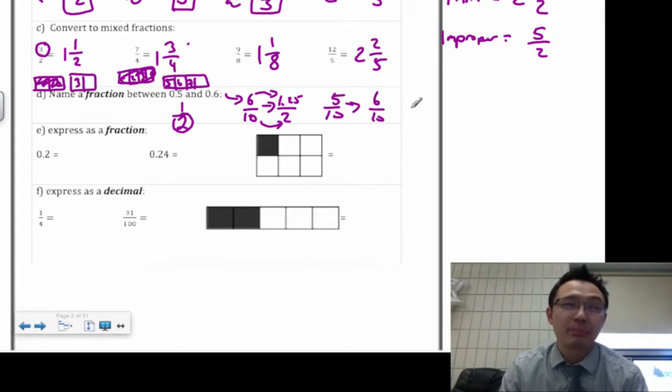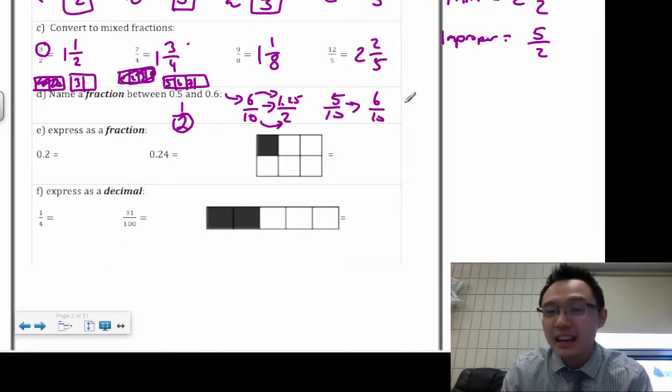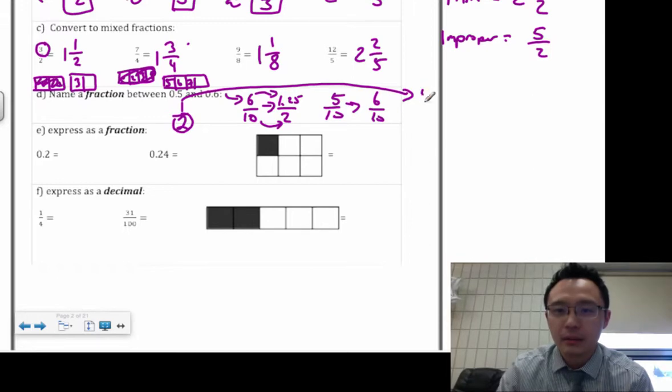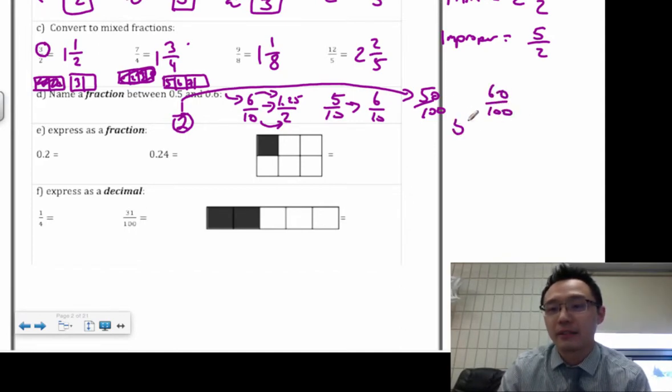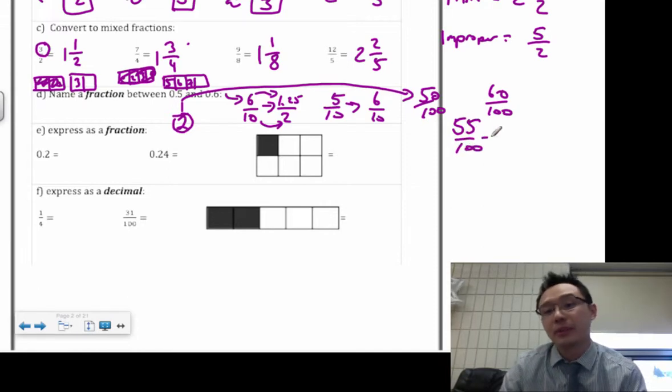So 5.5 out of 10. But we can't really have decimal places. What number can we choose? How about we choose a bigger number? 50 out of 100 is 0.5. 60 out of 100 is 0.6. So in between here, I can have 55 out of 100, and we can always reduce this.